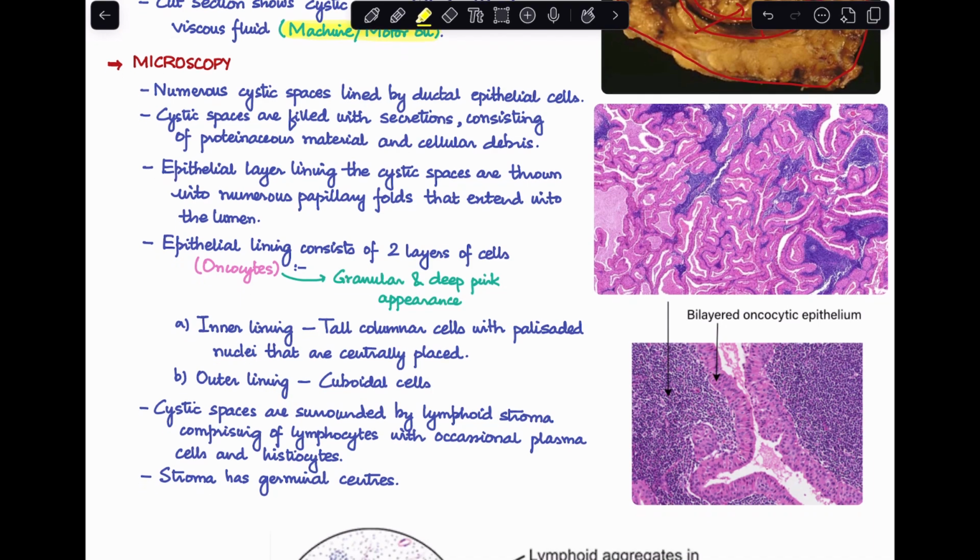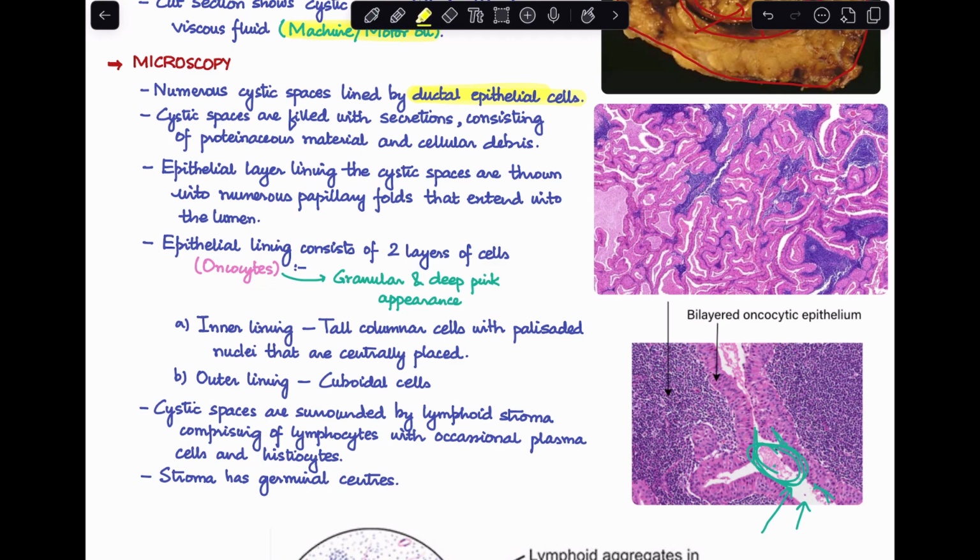So the first part is we find a lot of cystic spaces which are lined by these ductal epithelial cells. So if you look in the image over here, these are the cystic spaces. This is the cystic space, which is lined by all of this epithelium. And these cystic spaces also have some secretions filled. You can see this is the secretion over here. These secretions usually consist of proteinaceous material and cellular debris.